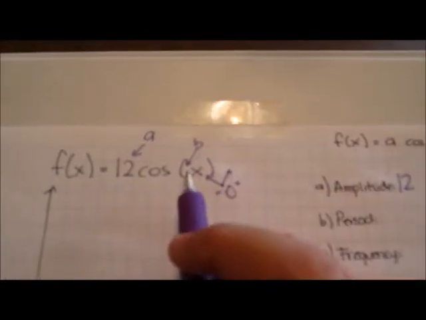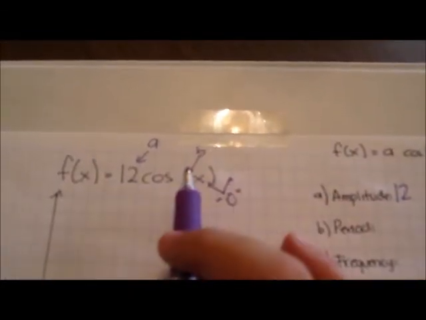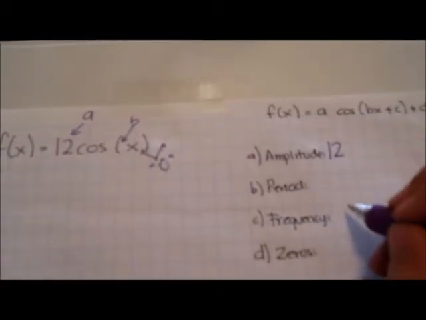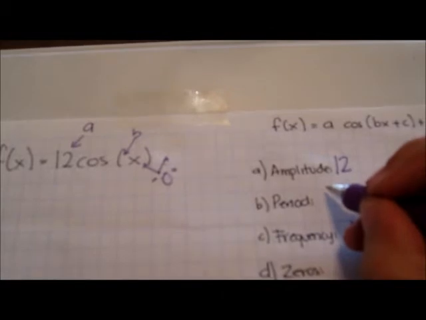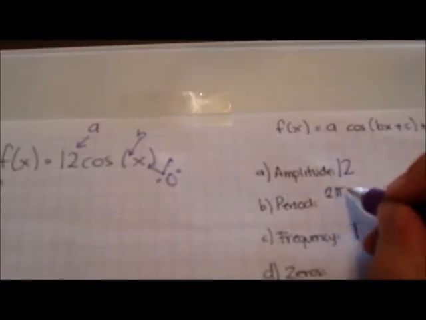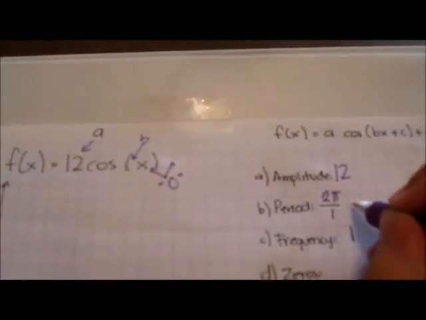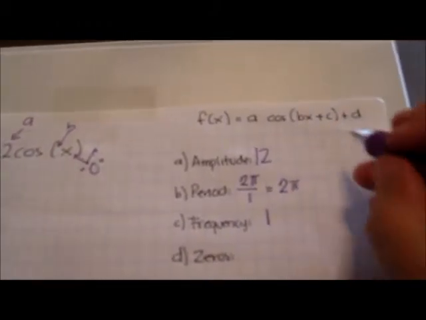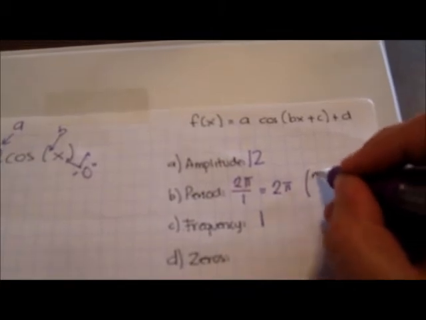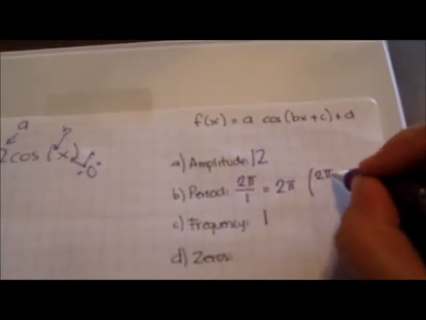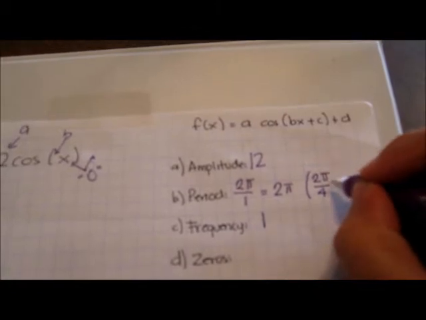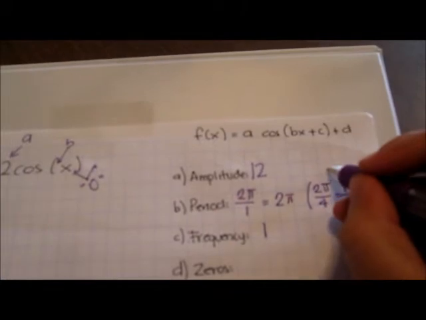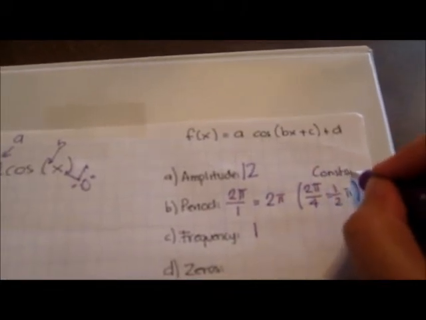As I said before, this little one tells us the frequency. Since we don't have any number here, it's a 1. My period is always 2 pi divided by my frequency, that equals 1. So I have a period of 2 pi. In order to find the constant that I need to add to each point, I need to divide my period by 4. 2/4 of pi equals 1/2 of pi. This one is my constant.